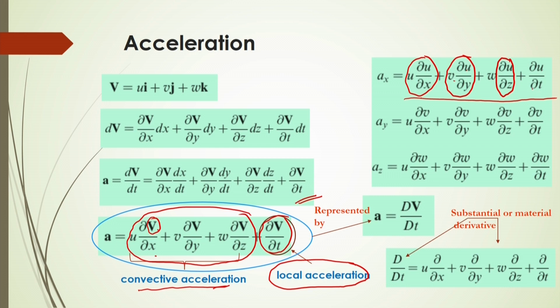Very interesting: if you do not have any other velocity component in the x, y and z directions, only u, then at a particular time only dou u by dou t will be equal to the acceleration. Similarly, in the y direction the acceleration component will be equal to u dou v dou x plus v dou v dou y plus w dou v dou z plus dou v dou t. Similarly, in the z direction it will be represented by this equation.